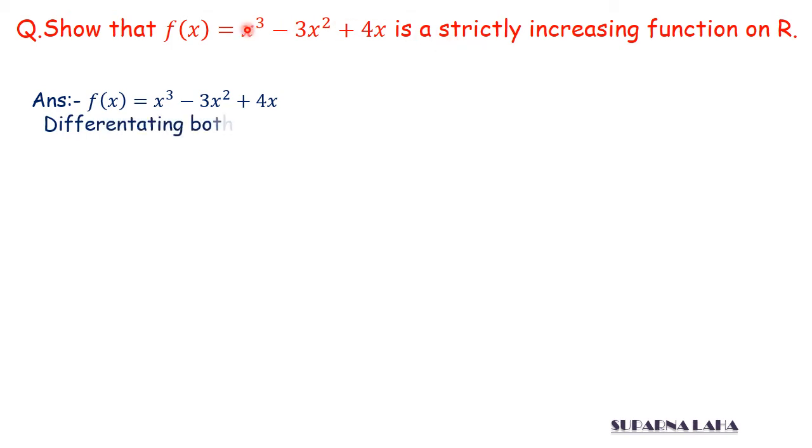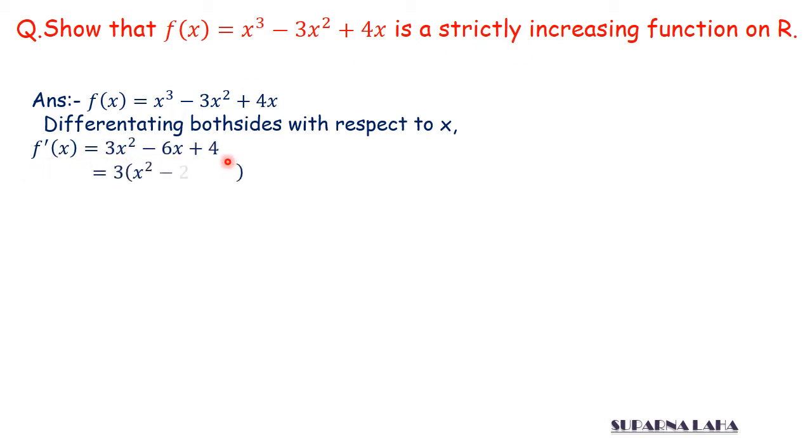Now if f dash x is greater than 0, then we will call the function strictly increasing. If it is not, then we can't say the function is strictly increasing. Now what is f dash x? F dash x is 3x square minus 6x plus 4. Now simplify this equation. What will we find?